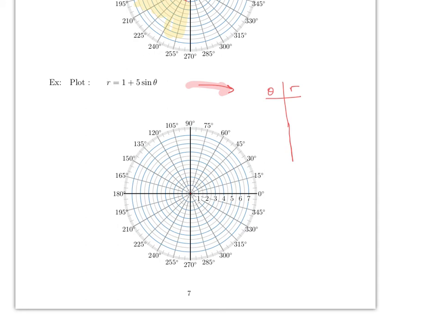So if theta is 0, this will be 1. Why? Because sine of 0 is 0, plus 1 will give you 1. Then you know that sine of pi over 2 is 1, so times 5 is 5, plus 1 will give you 6. So you should only use values that will give you precise values. If theta is pi, remember the sine of pi is 0, so this will also give you 1 again. And if this is 3 pi over 2, it will give you negative 4. And if this is 2 pi, this will give you 1 again.